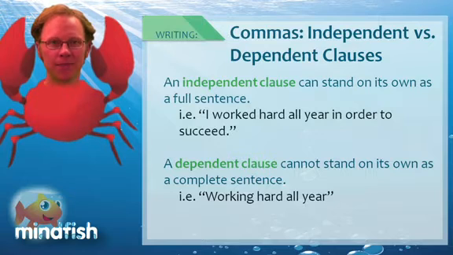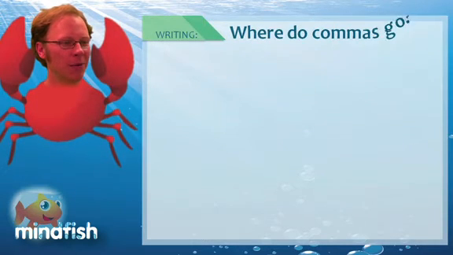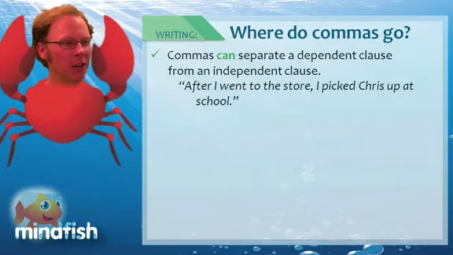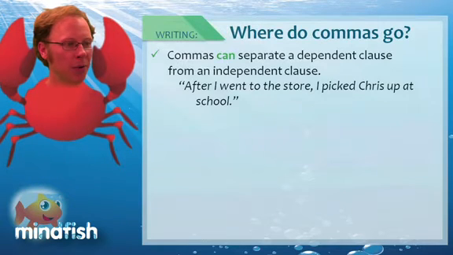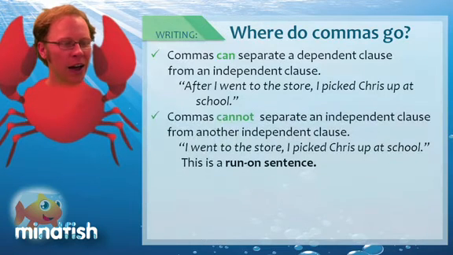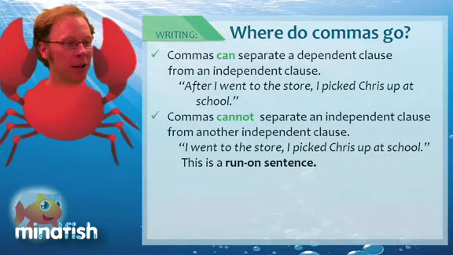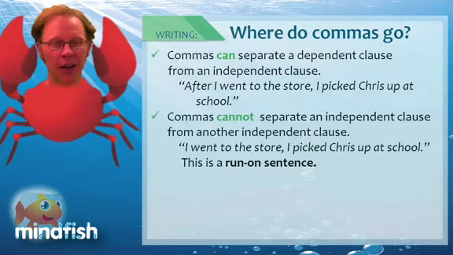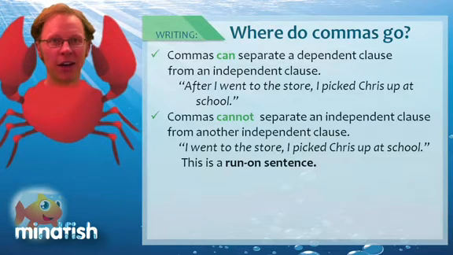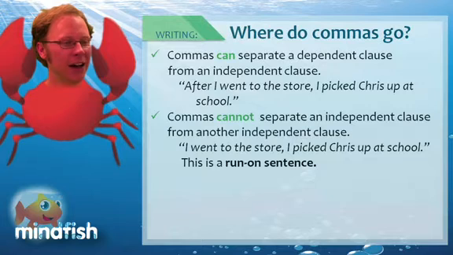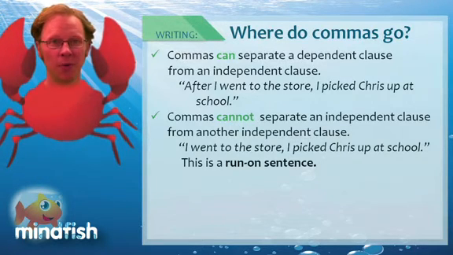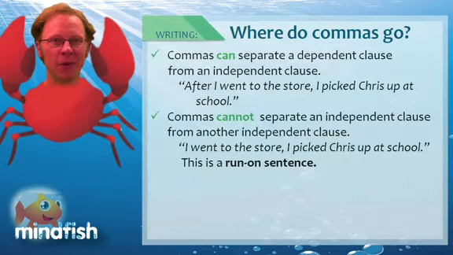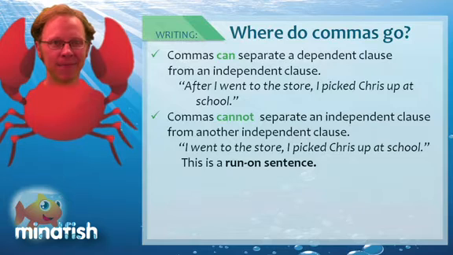The reason we call it a dependent clause is because we need something else to make it a full sentence. So, where should commas go? Commas can separate a dependent clause from an independent clause. For example, after I went to the store, I picked Chris up at school. However, commas cannot separate an independent clause from another independent clause. This is called a comma splice and creates a run-on sentence. Here's a comma splice that is incorrect. I went to the store, I picked Chris up at school. You might not be able to hear it in my voice, but if we separate those 2 clauses with just a comma, we've formed a grammatically incorrect sentence.